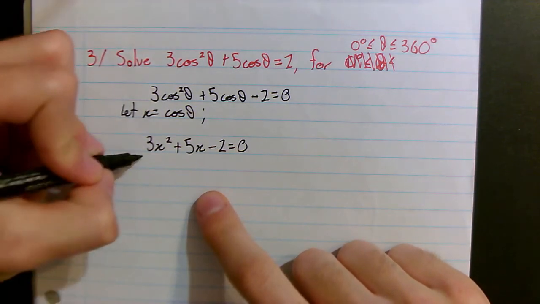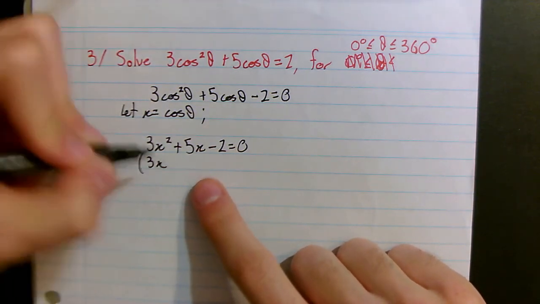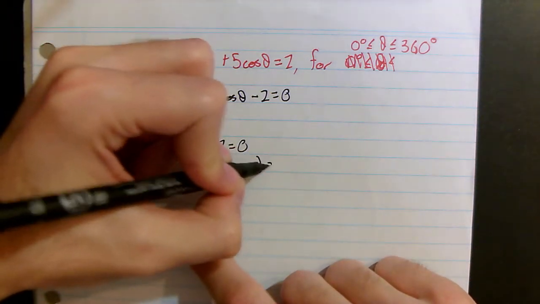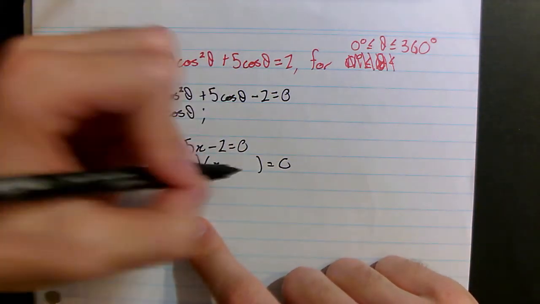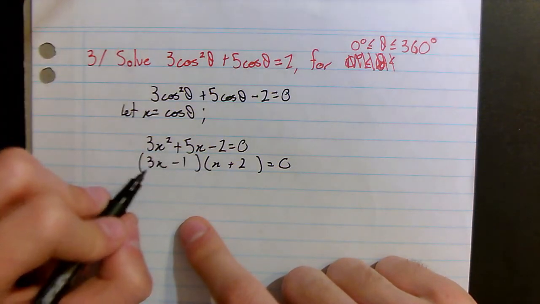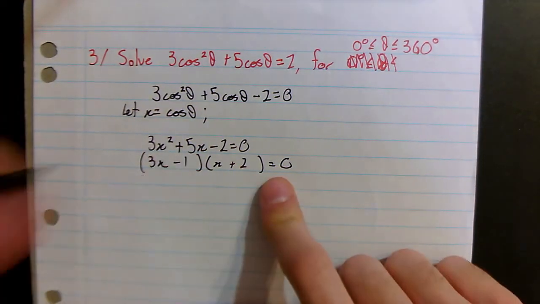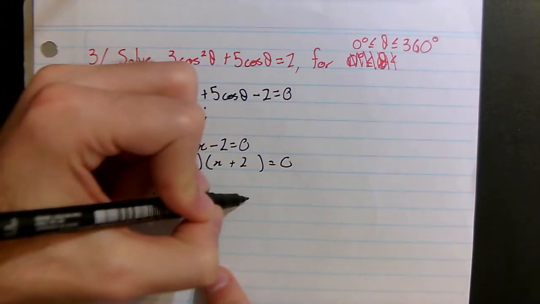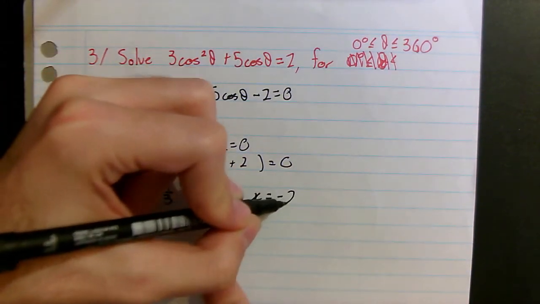Okay, so if we factorize this, we're going to get 3x minus 1 times x plus 2 equals 0. Yep, that's correct. And then by solving this, we just get x equals a third, and x is equal to -2.